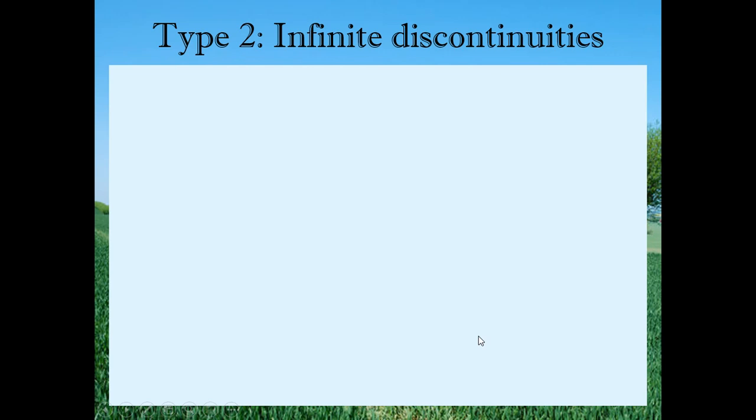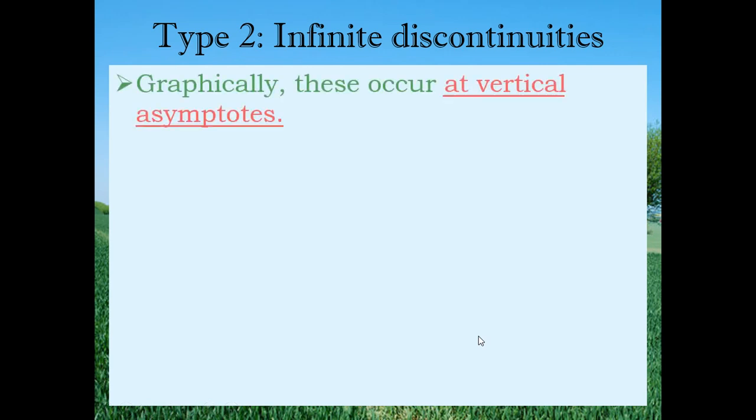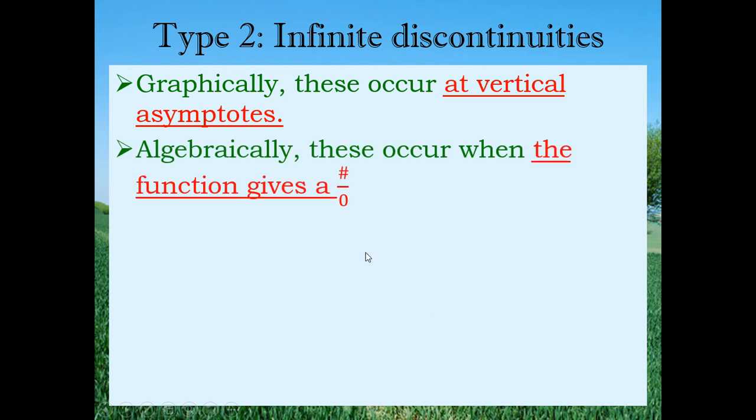Infinite discontinuities. This was when we deal with infinite limits. Graphically, these occur at vertical asymptotes. So what would that look like? Algebraically, these occur when the function gives a number over 0. So the limit's going to look like infinity.